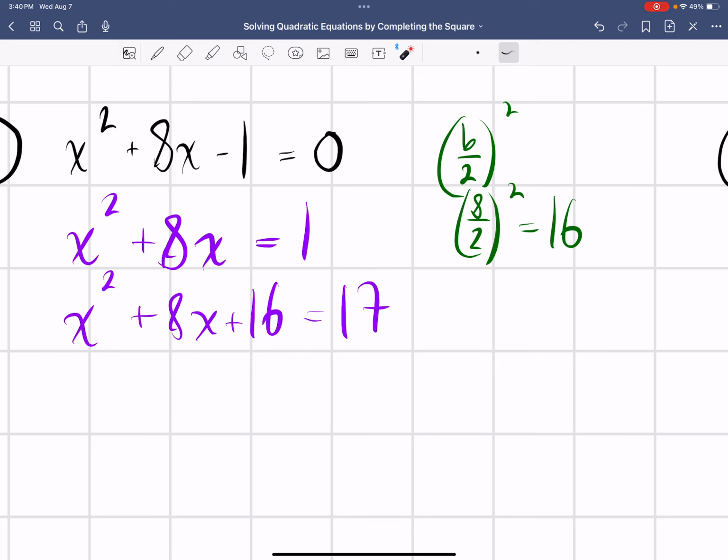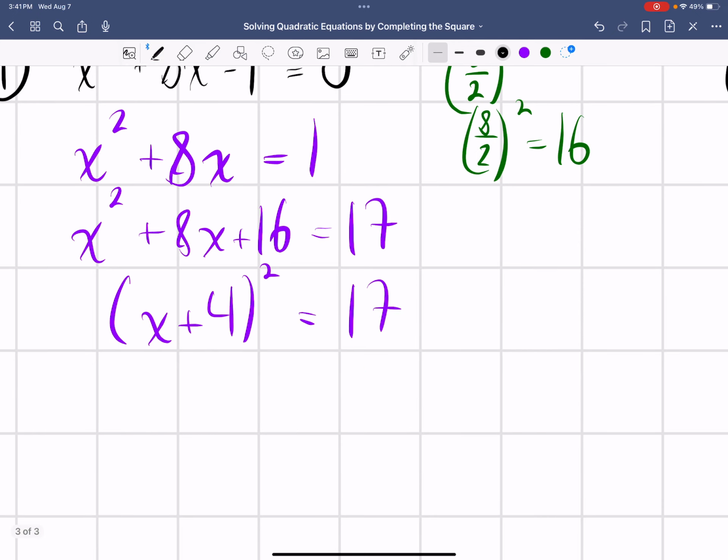And again, you don't really have to think hard about how this factors. It's always going to be just half of b, which is 4, right? So the factors are just x plus 4, x plus 4. So we can write x plus 4 squared. You can double check. 4 times 4 is 16. 4 plus 4 is 8. It checks out. And then over here, we still just have 17.